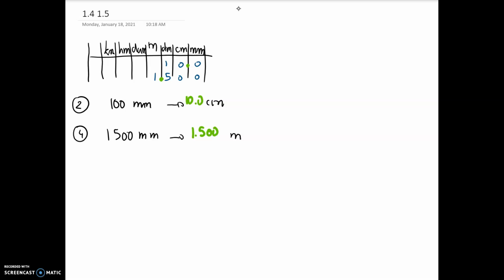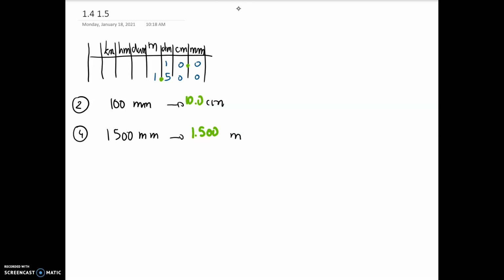All right. So weight and mass. Question number 6. On this question number 6, you have convert as indicated: 4 gram to milligram. So we have to convert gram to milligram.